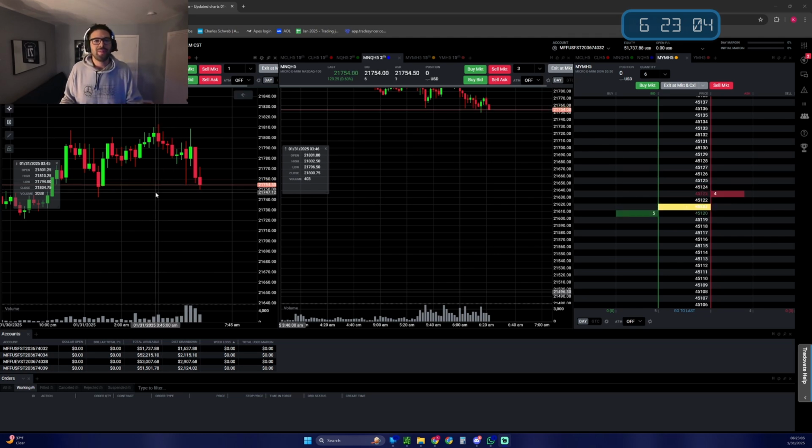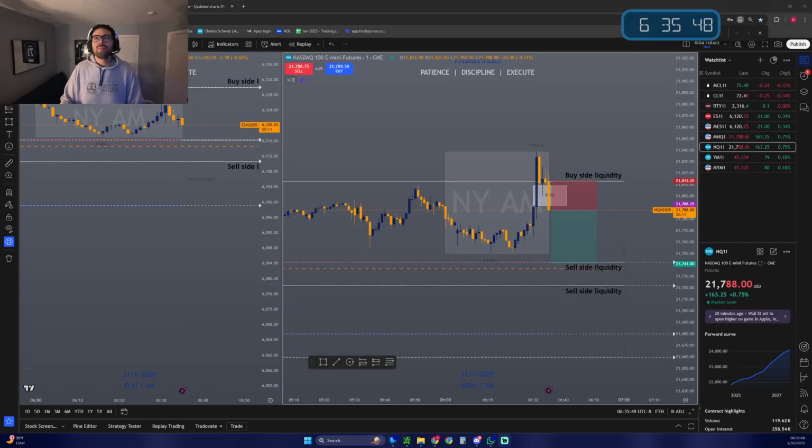I'm also trading Topstep, but I'm trying a different thing with Topstep. I have one funded account with Topstep, and I'm trying a scalping method, something different over there. So I don't really want to post that on here.